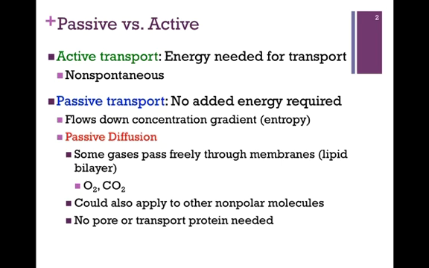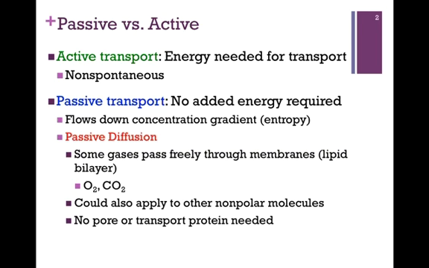In active transport, energy is needed for transport to occur. In other words, it's non-spontaneous. In passive transport, no energy is required because the substance is flowing down its concentration gradient. It's entropically favorable because it's moving from an area of high concentration to low concentration, to greater freedom of movement.